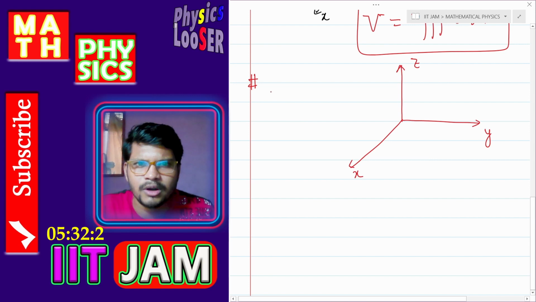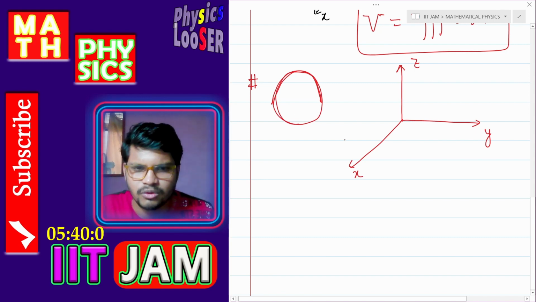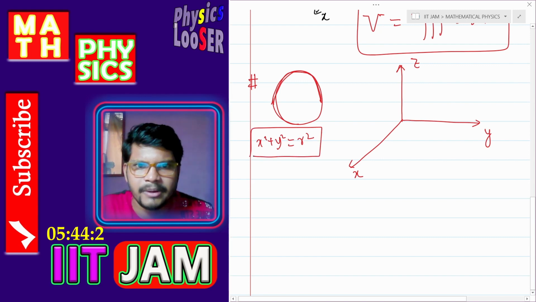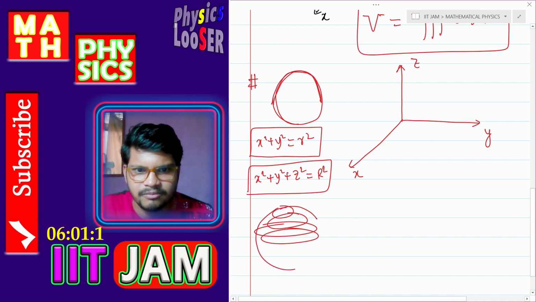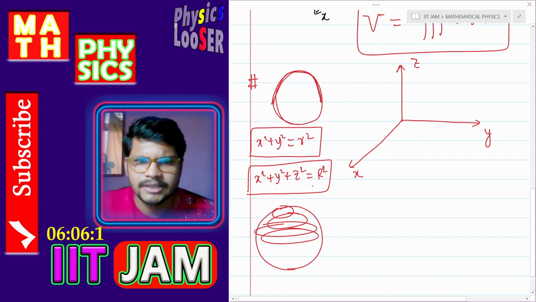So for an example, when you are looking at the sphere, you see the sphere is made up of circles. So x square plus y square is equal to r square is the equation of a circle. But when you are writing the sphere, you have to add one more thing: x square plus y square plus z square is equal to r square. Correct? So it means that you have some circles, and when your radius is varying, you will have something like a sphere. So this is how things can be written.